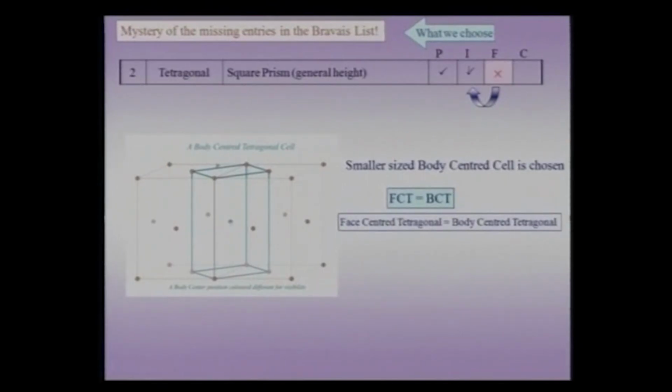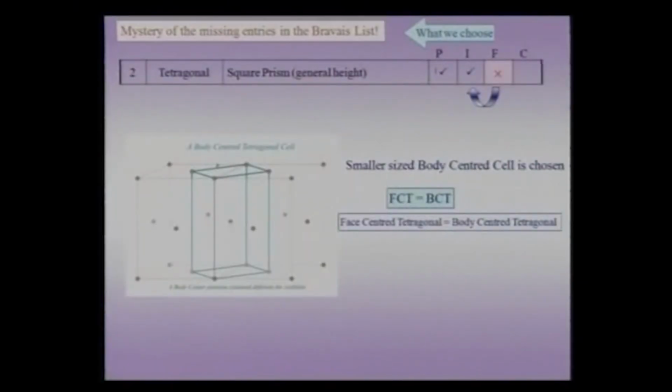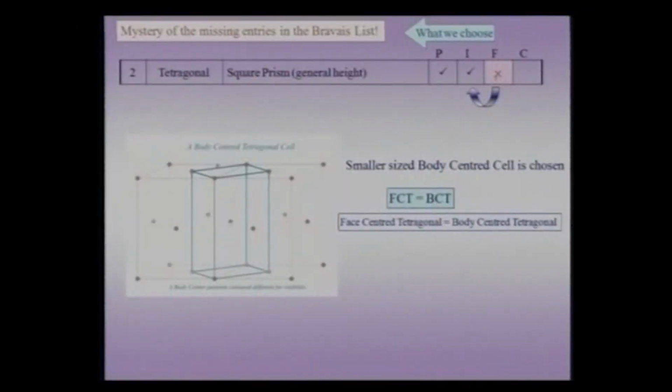So, it is an alternate description of the same lattice. The lattice has not been thrown away in any sense. Its symmetries exist, but the only thing is, where do I place it in this scheme of things is the question I am asking, and in the scheme of things I am not putting it under the basket called face centered tetragonal, I put it under the basket called the body centered tetragonal lattice. Okay.